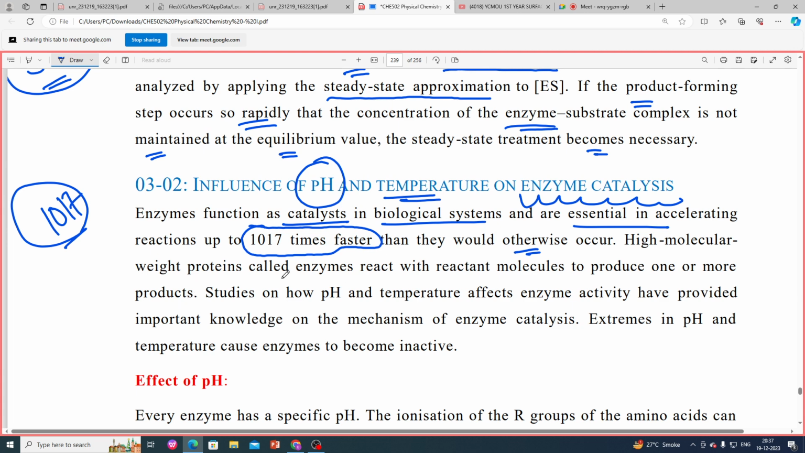High molecular weight proteins called enzymes react with a reactant molecule to produce one or more products. Studies on how pH and temperature affect enzyme activity have provided important knowledge of the mechanism of enzymes. Extremes in pH and temperature cause enzymes to become inactive. क्या दिया है? Extreme in a pH. pH यदि extreme हो गया, okay, and temperature भी ज़्यादा या कम हो गया, then it causes the enzyme to become inactive.